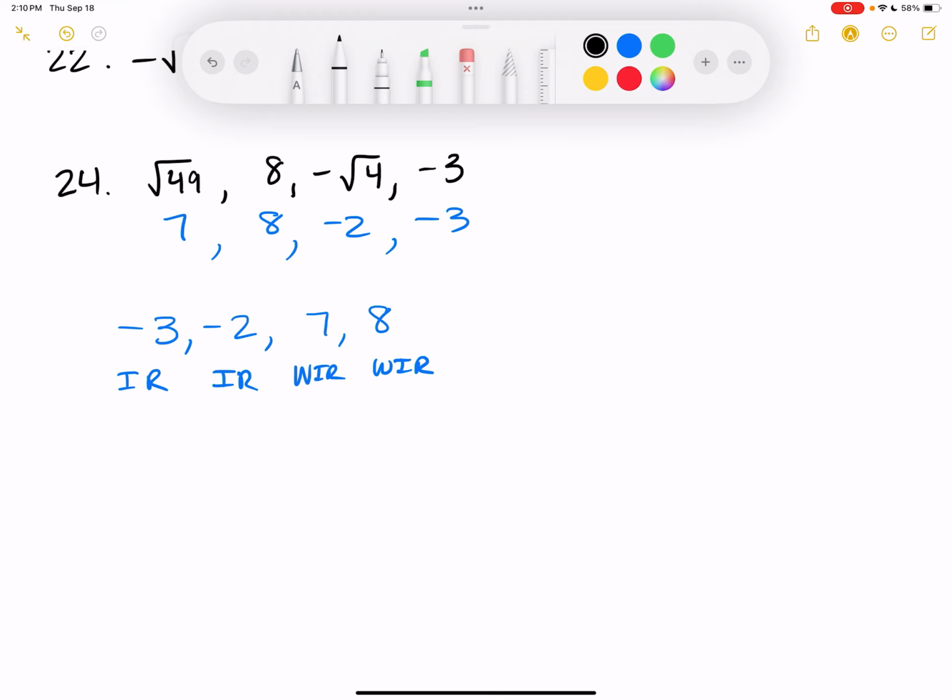Let's do 28. Negative 8 over 3. Negative root 5. 2.6. Negative 1.5. And the square root of 5.